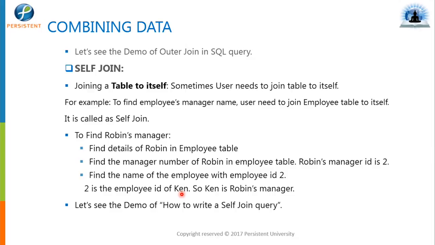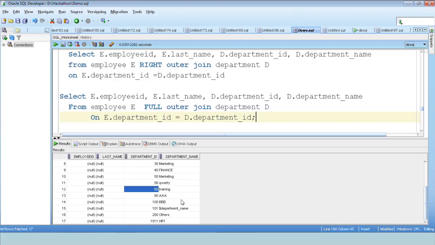So basically in this case we are looking in the same employee table twice. So we need to join the same table to itself. So it is called a self join. Now let us see the demo of how to write a self join query.